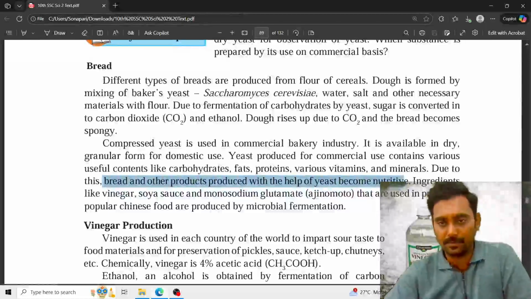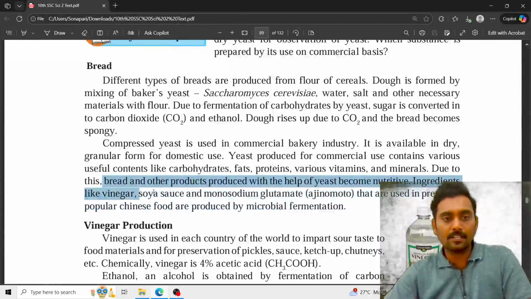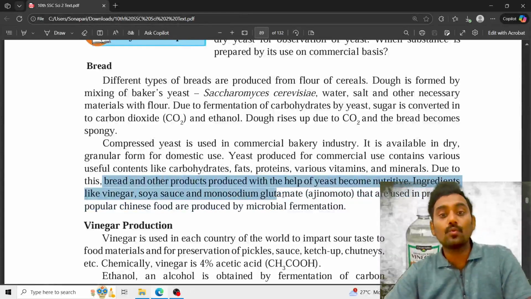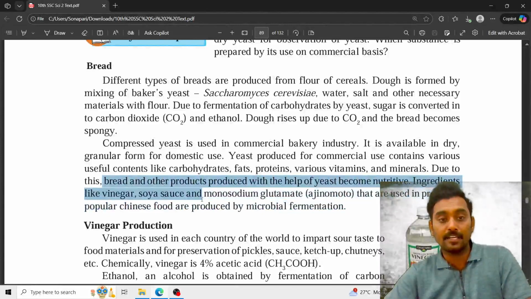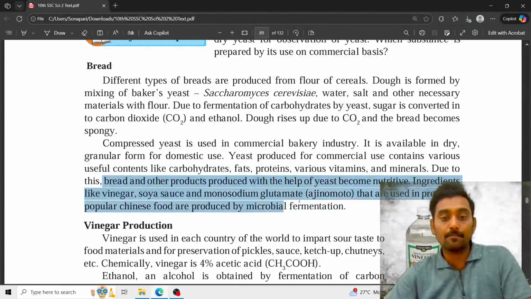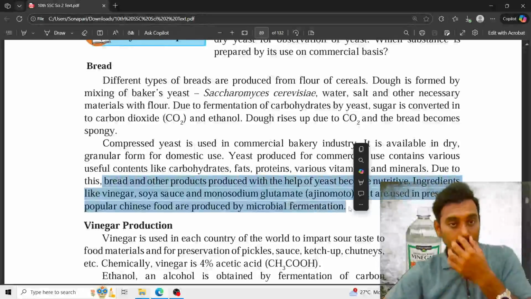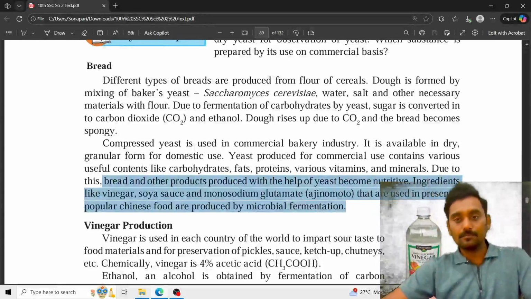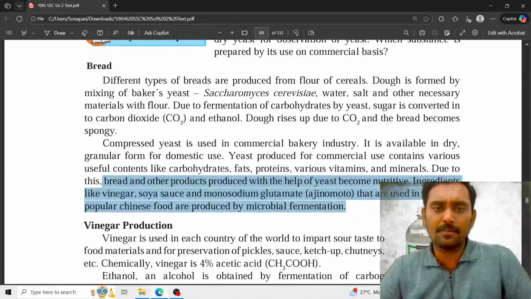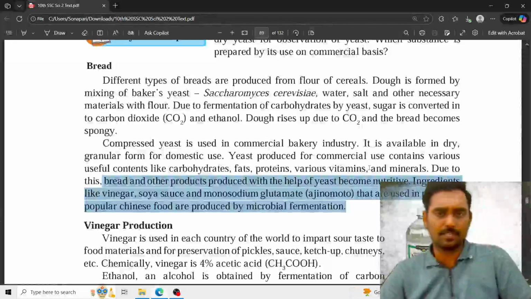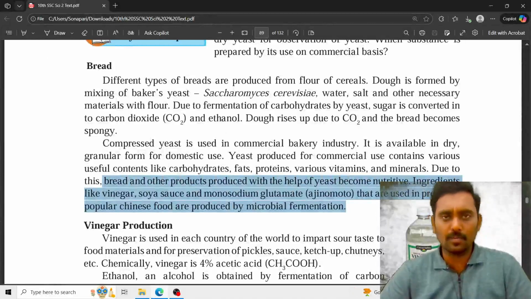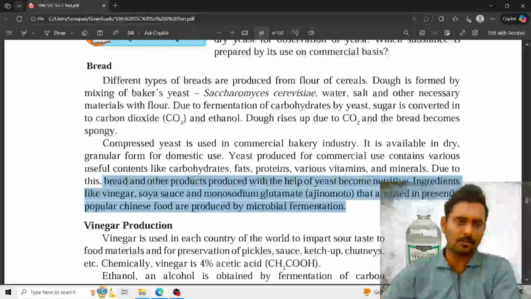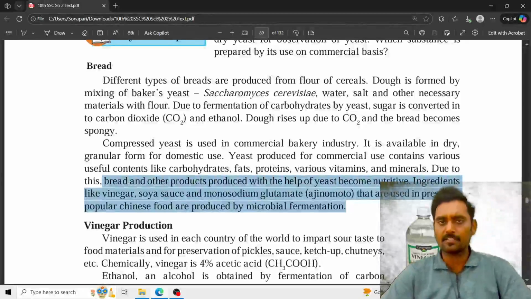It becomes very nutritious. Ingredients like vinegar, soya sauce and monosodium glutamate, that is Ajinomoto, which are used in presently popular Chinese food, are produced by microbial fermentation. These things are produced using the microbial fermentation process, and products like vinegar, soya sauce and monosodium glutamate are obtained, and these are popular Chinese food products.